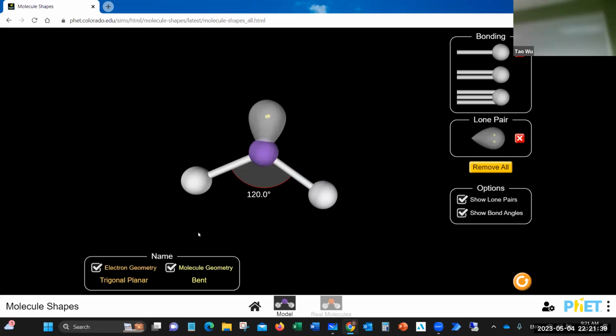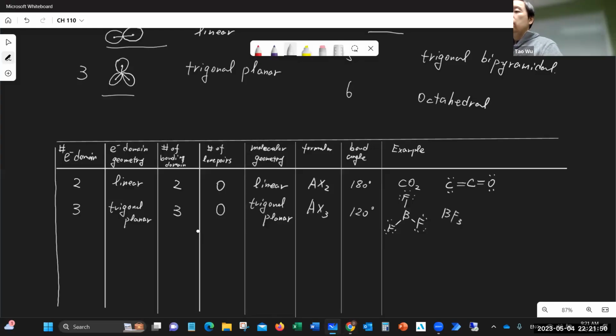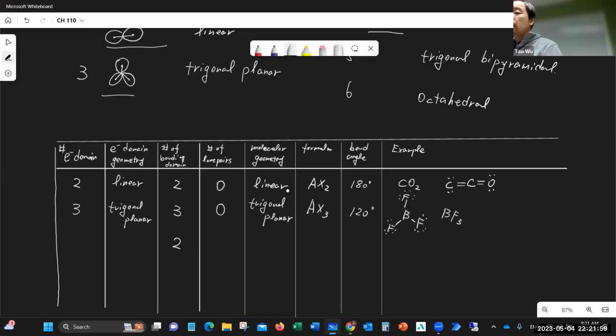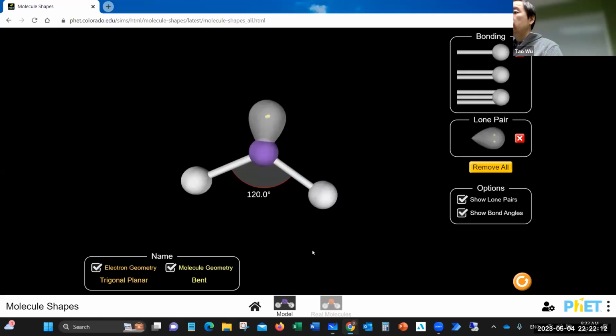Any questions? Okay. So that's why, if this compound has a lone pair, the geometry could be different. In this case, if we only have 2 bonding domains, which is 2 bonds, shown over here, and 1 lone pair, then the molecular geometry is going to be different. It's no more trigonal planar, but it becomes a bent shape, because this lone pair is invisible over here.